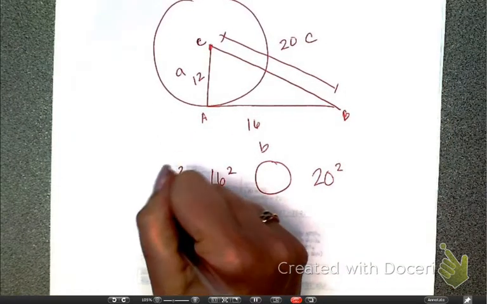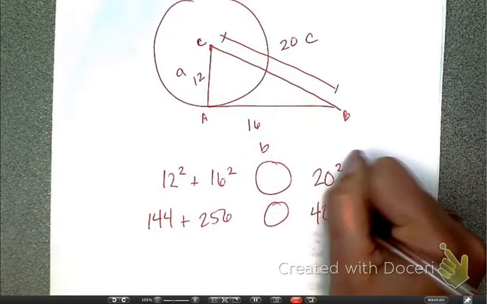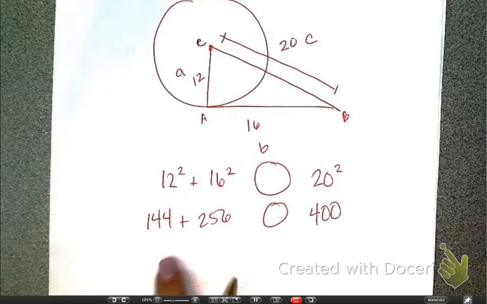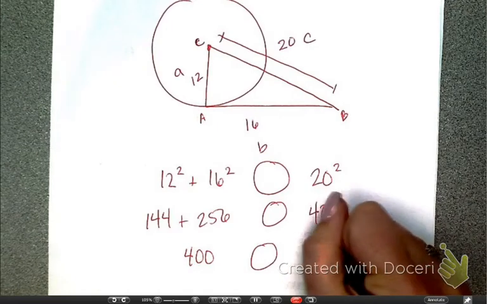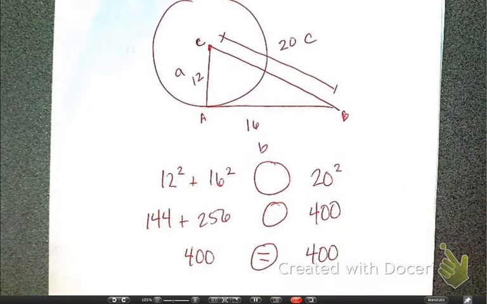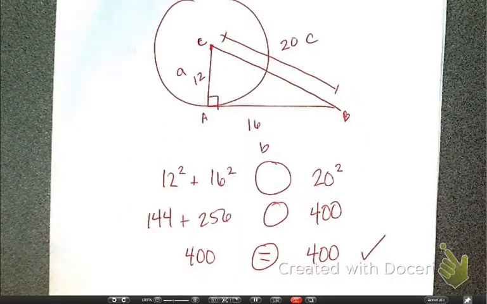So 144 plus 256, and then 400. I don't know if it's equal yet because I haven't added all this up. Does 400 equal 400? Yes, which means AB creates a right angle and is tangent to that circle.